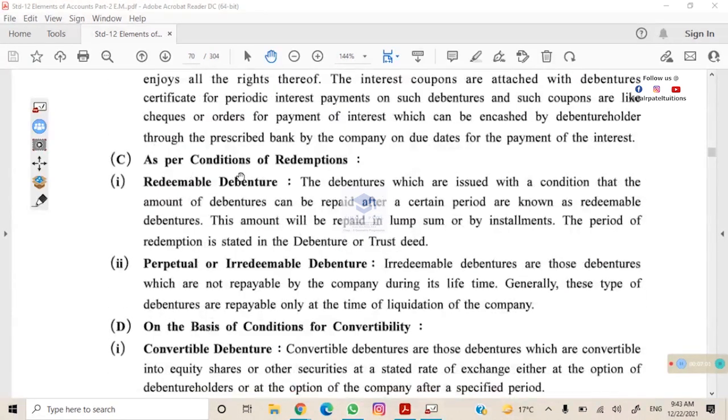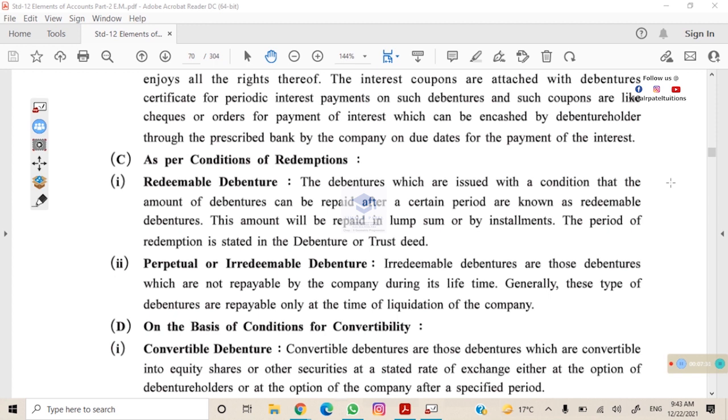Then as per the condition of redemption, redemption means repayment. So, redeemable debenture or irredeemable debenture. The debentures which are issued with the condition that the amount of debenture will be redeemed or refunded after a certain time period are called redeemable debentures. The debenture money can be refunded at a time in lump sum or by installment or at a stretch once in a while.